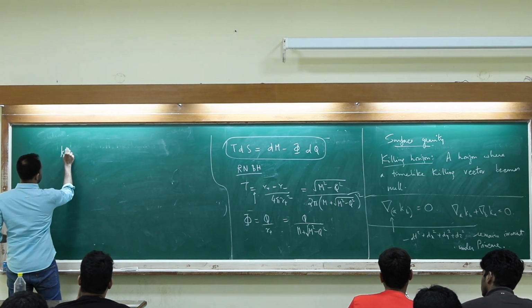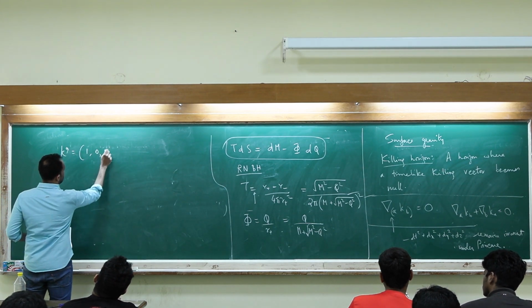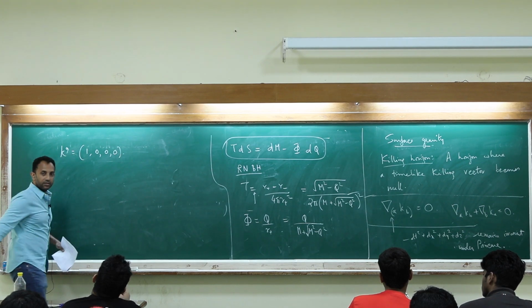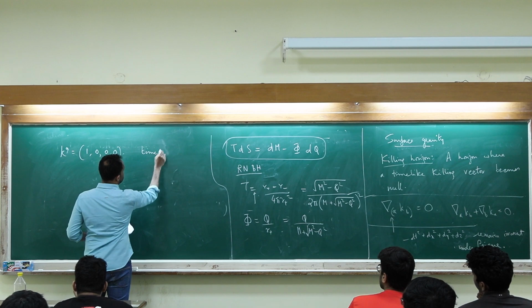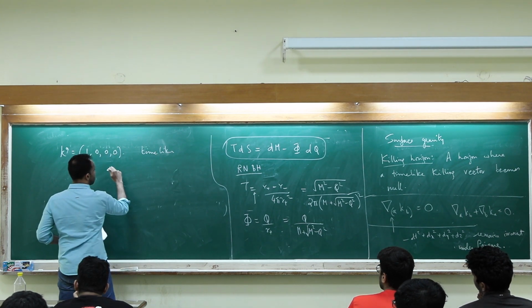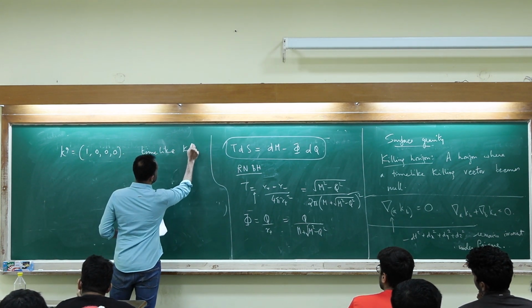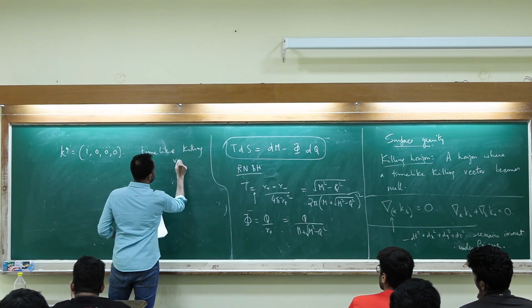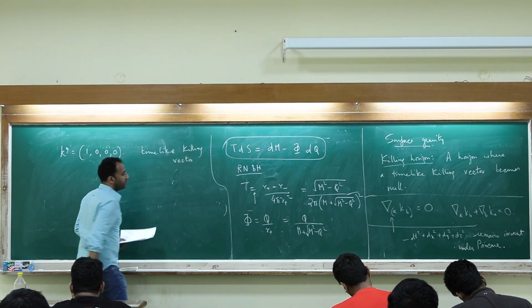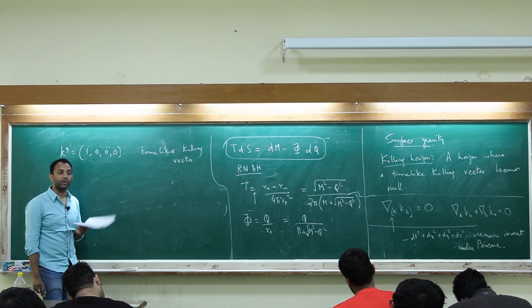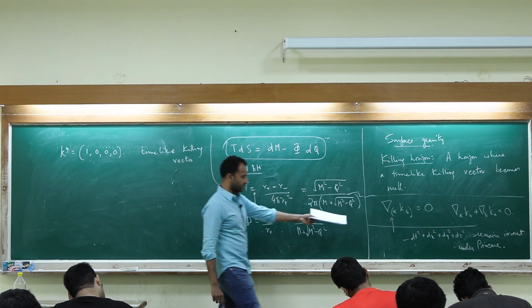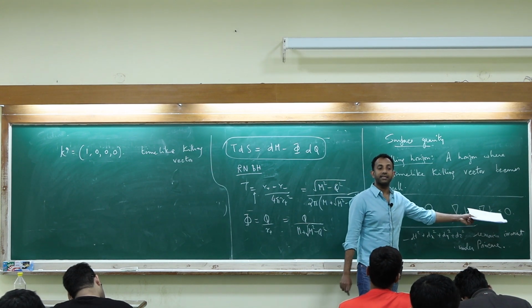let's say you write down a vector of this form on Schwarzschild. This is called a time-like Killing vector field. Time-like just means that this vector is time-like. So this is a time-like Killing vector, and it actually is a Killing vector of Schwarzschild. You can check. You can write down this equation and check that it is actually satisfied.